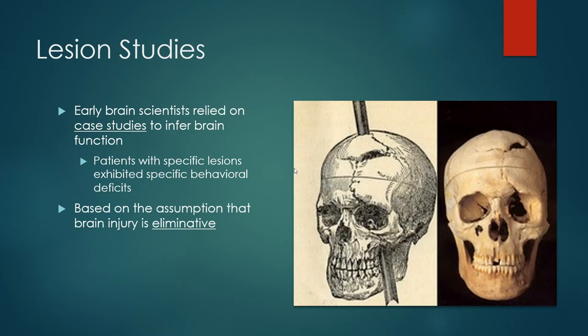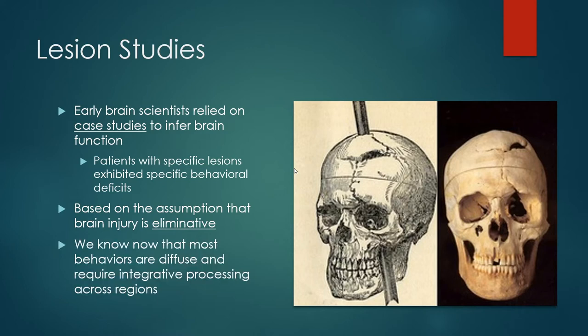And this assumption is based on the idea that when you lose a certain part of your brain, you're also losing the function from that part of the brain, right? Now, this was kind of true in a sense. There's a lot more to it, though. Lesion studies are very limited because we know now that especially higher cognitive functions are diffuse properties. So there's a lot of different brain regions that are interacting and creating these behaviors. It's not just one region. But that was kind of the idea.